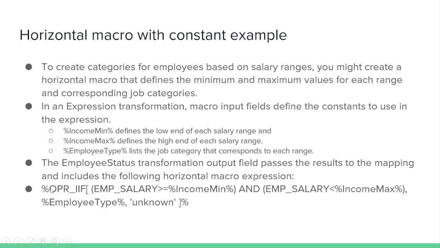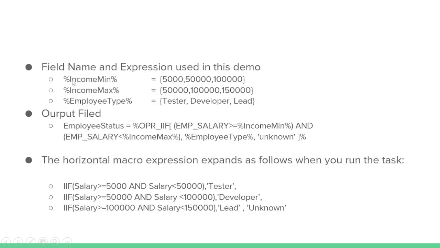And here I have created one output field which is mapped with a horizontal macro expression. You can see for IncomeMin I have taken 5,000, 50,000 and 1 lakh, for IncomeMax 50,000, 1 lakh and 1,50,000, and for EmployeeType I have taken tester, developer and lead. If the salary is between 5,000 and 50,000, he will be tester. If salary is greater than or equal to 50,000 and less than 1 lakh, he will be developer. If salary is greater than or equal to 1 lakh and less than 1,50,000, he will be lead.